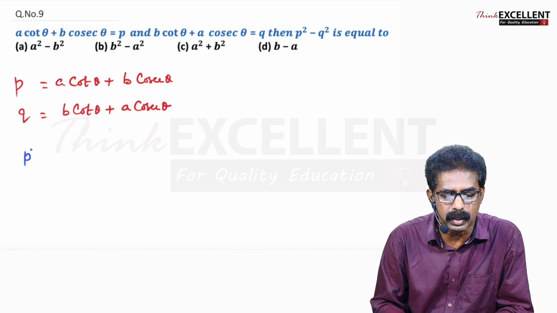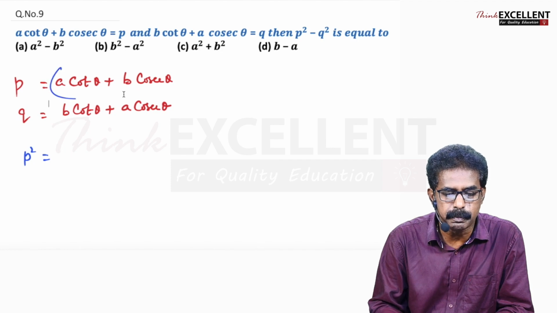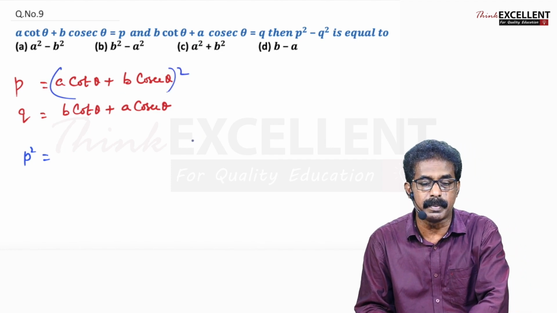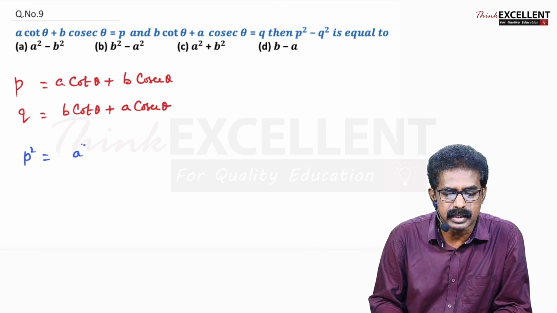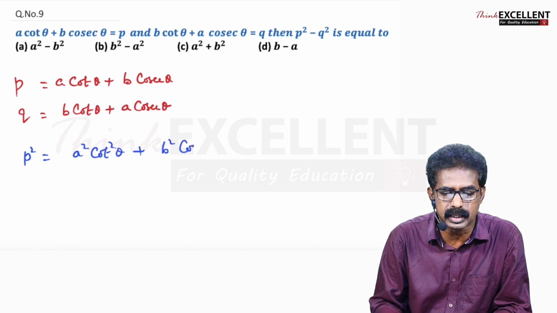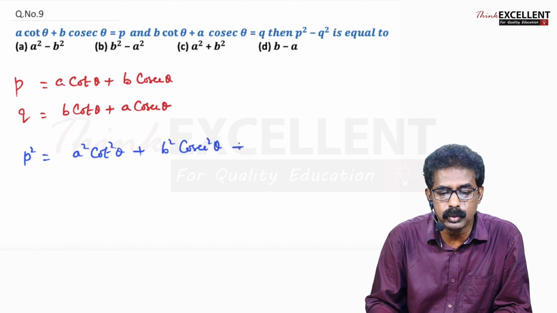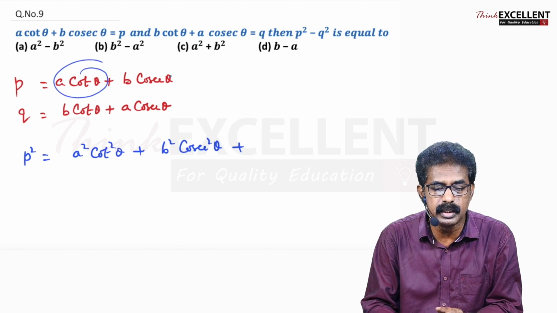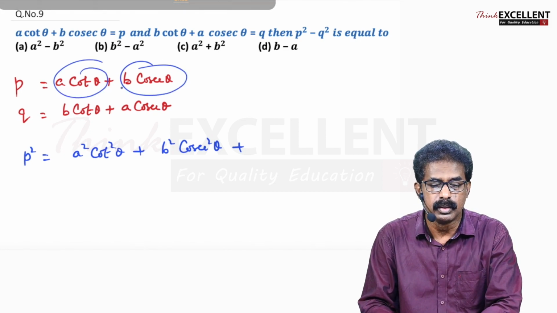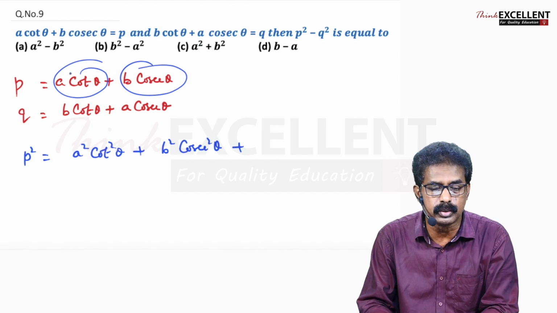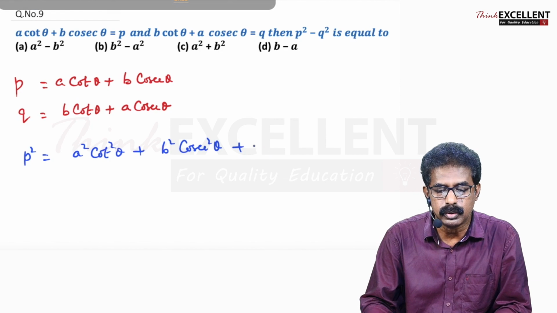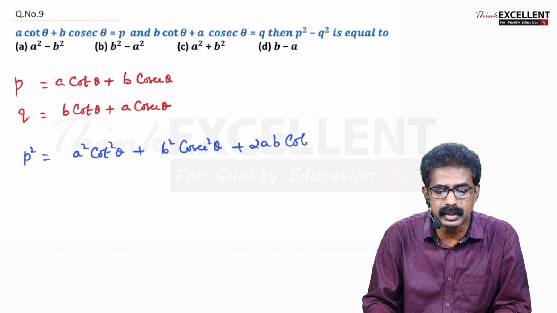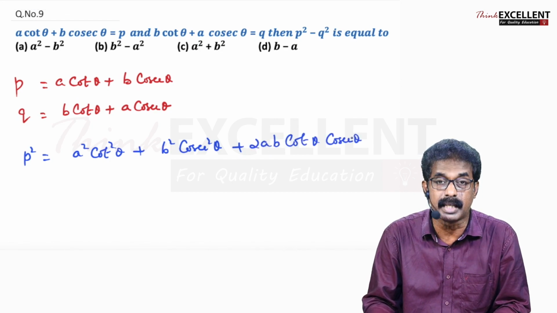P square minus Q square. What is P square? This is P, the whole square, so A plus B the whole square. See what you get? A square, that is A square cot square theta, plus B square cosecant square theta, plus 2AB. So 2 into A into B. So what do you get? 2AB cot theta cosecant theta. Everything is there. I'm just writing in order.